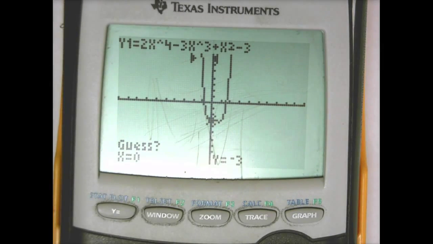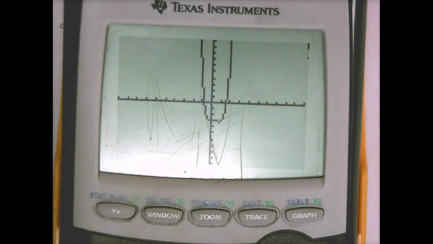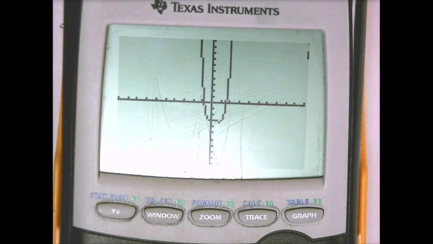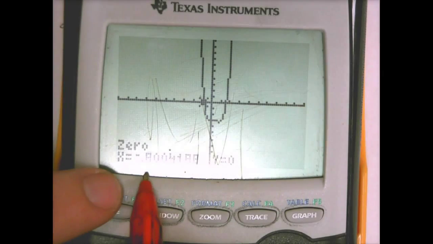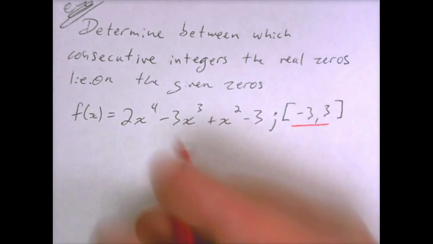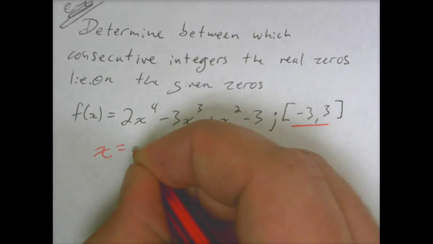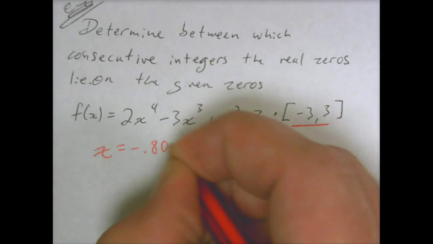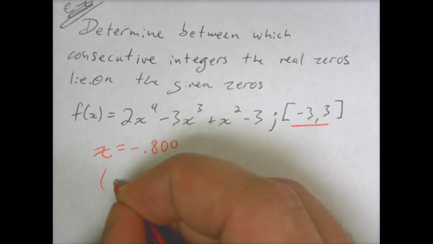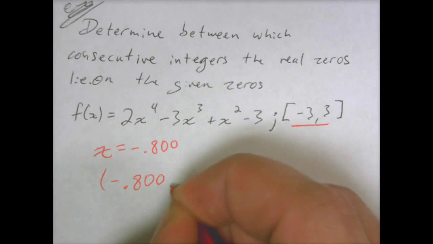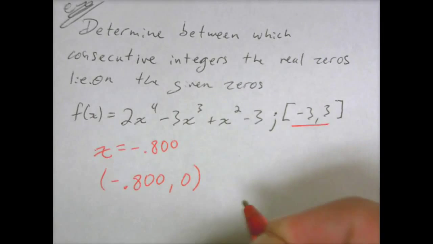Anyways, so then you hit enter one more time, and it tells you the zero is... Come on, calculator. There we go. -0.8004. So I can say that one of my zeros is x equals -0.800. This is also the coordinate point -0.800, comma 0.